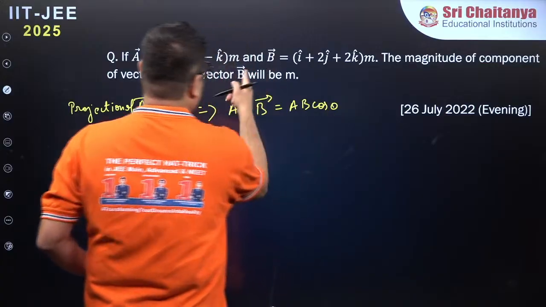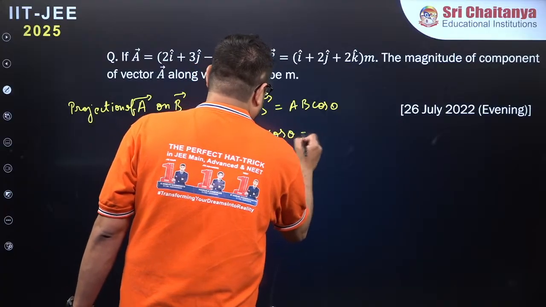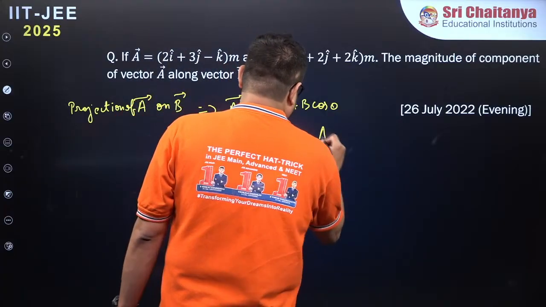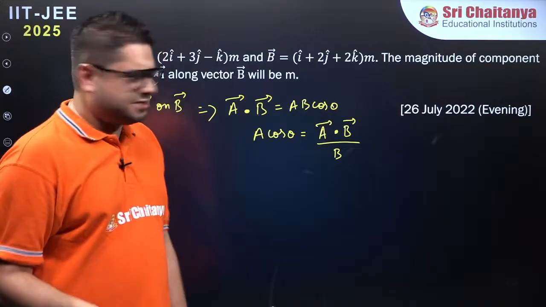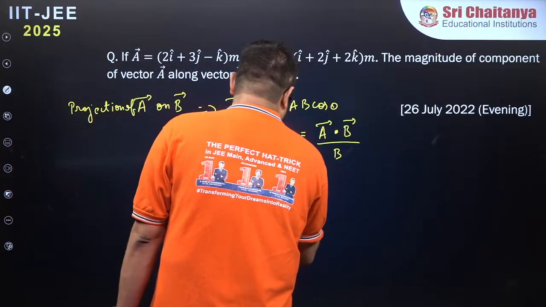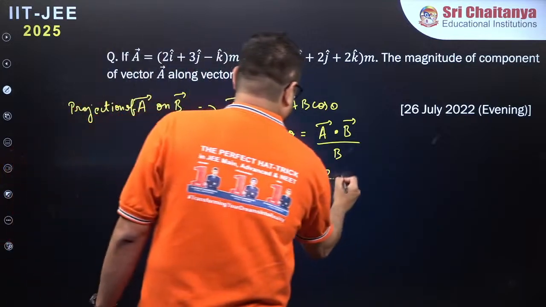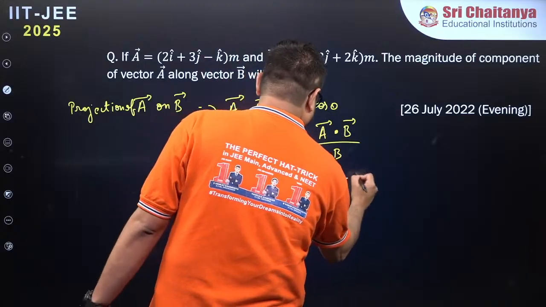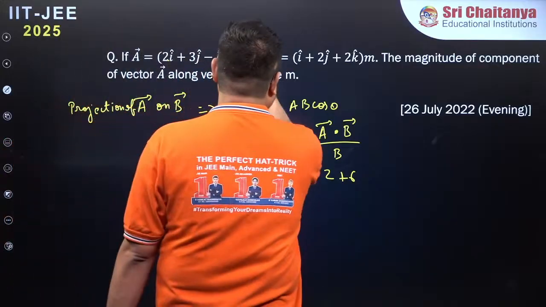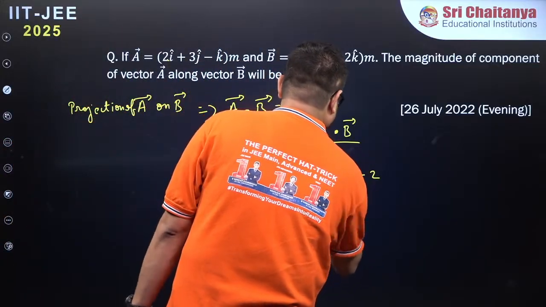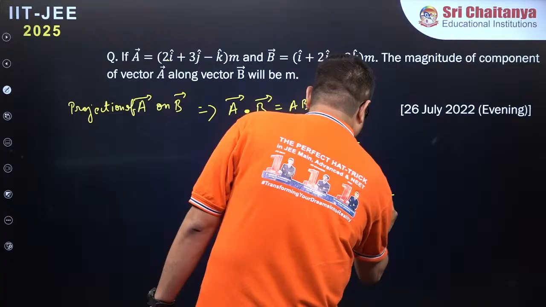They are saying the magnitude of the component of a along b. So a cos theta, they are asking us to find the x component, that is a dot b by b, where the modulus of vector b is needed. So what is a dot b? It is 2 plus 6. I hope everyone's getting the dot product: 2i cap means 2, 3j cap into 2j cap means 6, and over here minus 2, divided by the magnitude of b, which is the square root of 1 square plus 2 square plus 2 square.